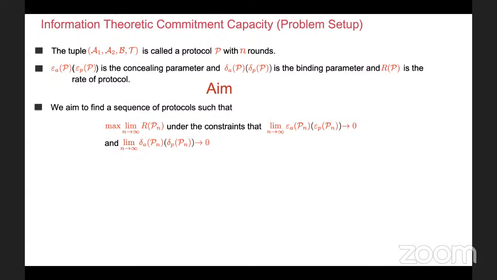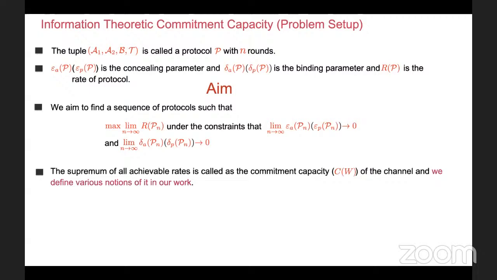So basically our aim is to find a sequence of protocols such that we maximize the rate of communication as the number of channel uses increases, under the constraint that both the concealing and binding parameters go to 0 as the number of channel uses increases. And the supremum of all achievable rates is called the commitment capacity of the channel, and we define various notions of it in our work.